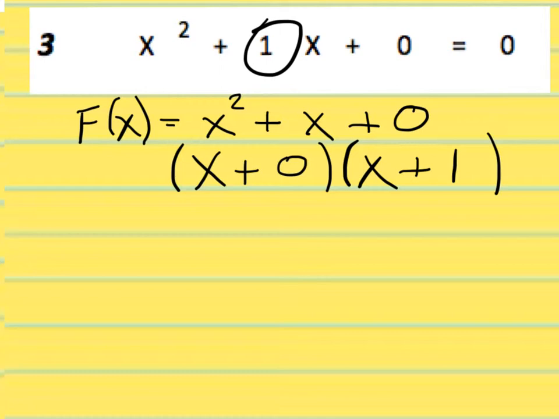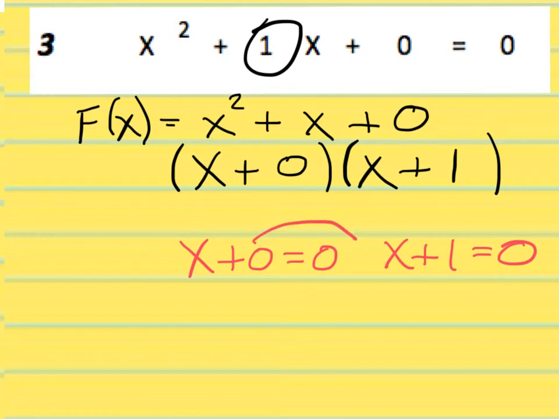So when I set both of these equal to 0 and solve, I know that if I move this 0 to the right, it doesn't change anything. 0 plus 0, 0 minus 0 is still 0. So it's just x equals 0. And in this case over here, you would have x equals -1. So your zeros are 0 and -1.